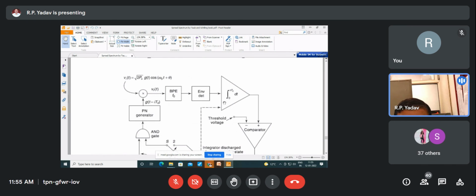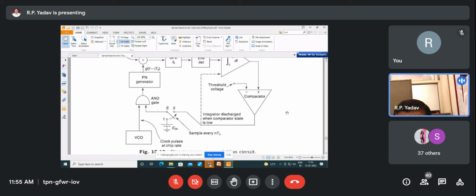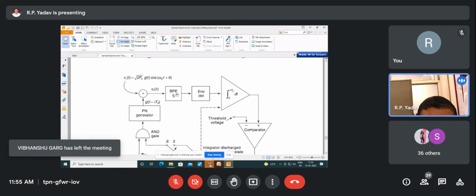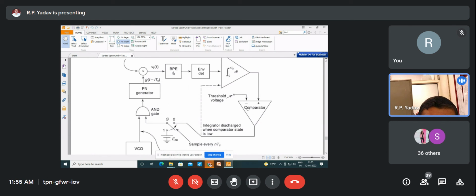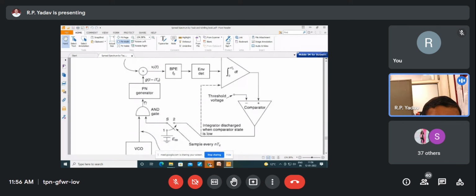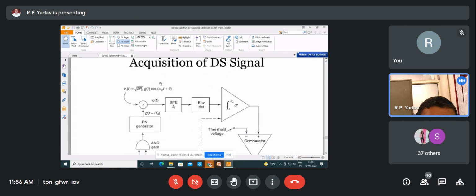Acquisition of DS signals, again, this is the same thing. Let us look at it more carefully; we know about at least what the input should be here. Then this input is fed to some sort of band pass filter, envelope detection, and then the integrator. The integrator feeds to the comparator with this threshold voltage, and depending on this output, you will have the corresponding result, and this input is your VCO output, clock pulses at a chip rate. So depending upon these two, you generate a PN output; this AND gate output feeds to the PN generator, and it generates the chip delays, which are produced here.